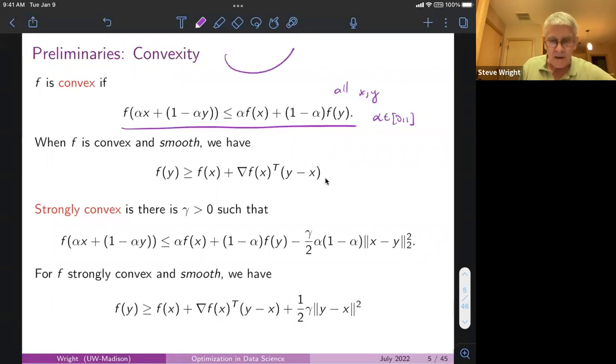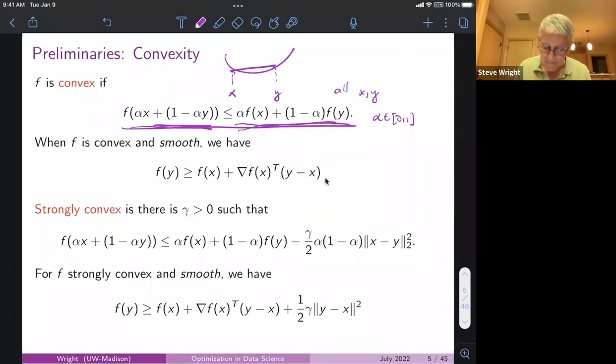A convex function looks like this. Okay, so if x is here and y is here, and then if I draw that, the right-hand side of this expression is just a line that joins x, f of x to y, f of y. And if that line lies above the actual function, on or above the actual function, then I've got a convex function.